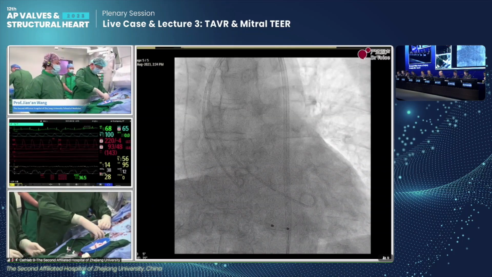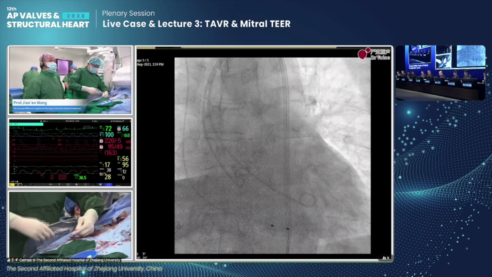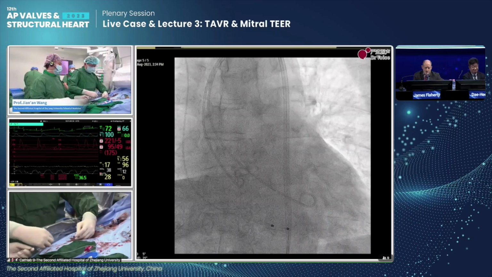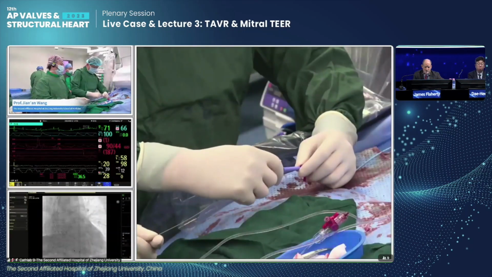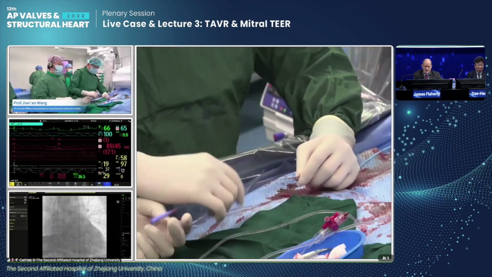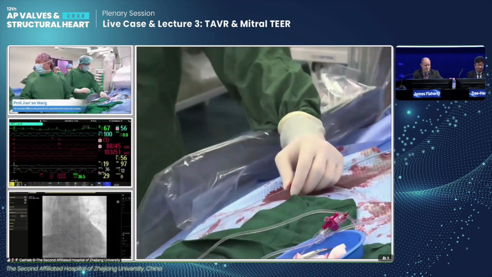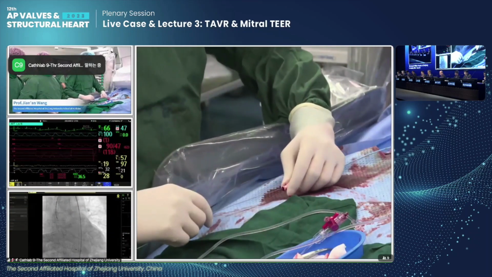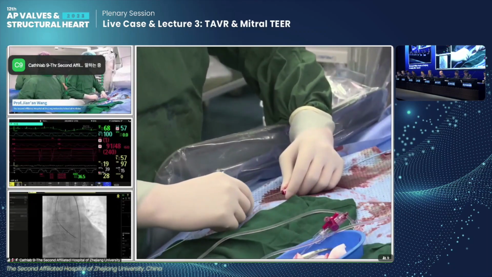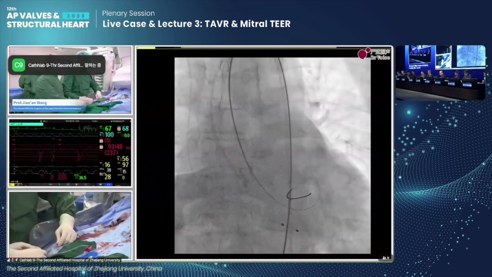With a bicuspid that's heavily calcified, I think predilation is a wise strategy. It seems like using it also to determine your size, but to make sure your valve expands well and you can cross easily, I would predilate. So I think gradually we have the consensus. For this kind of patient, we need to do the balloon valvotomy.